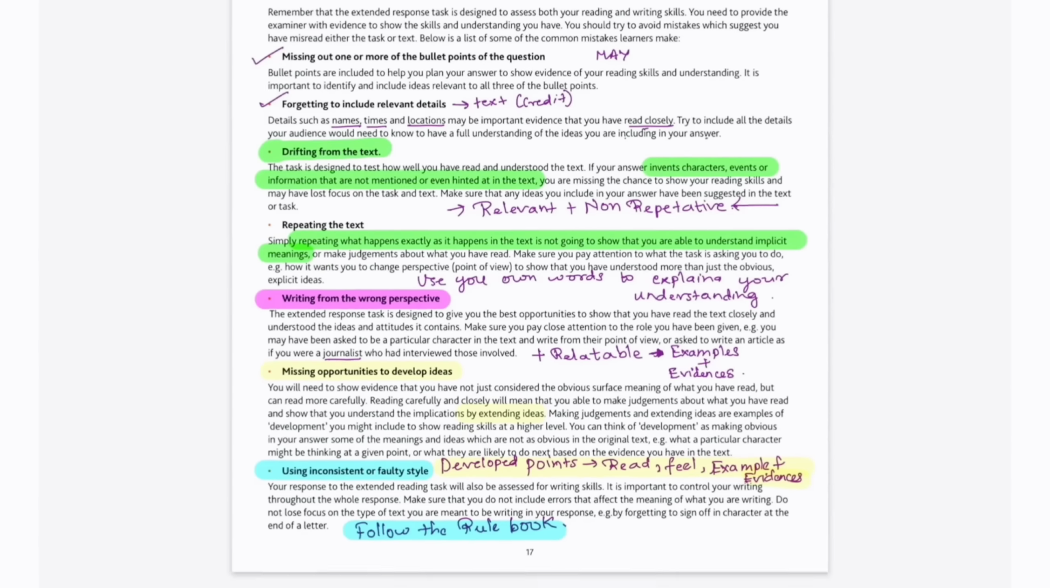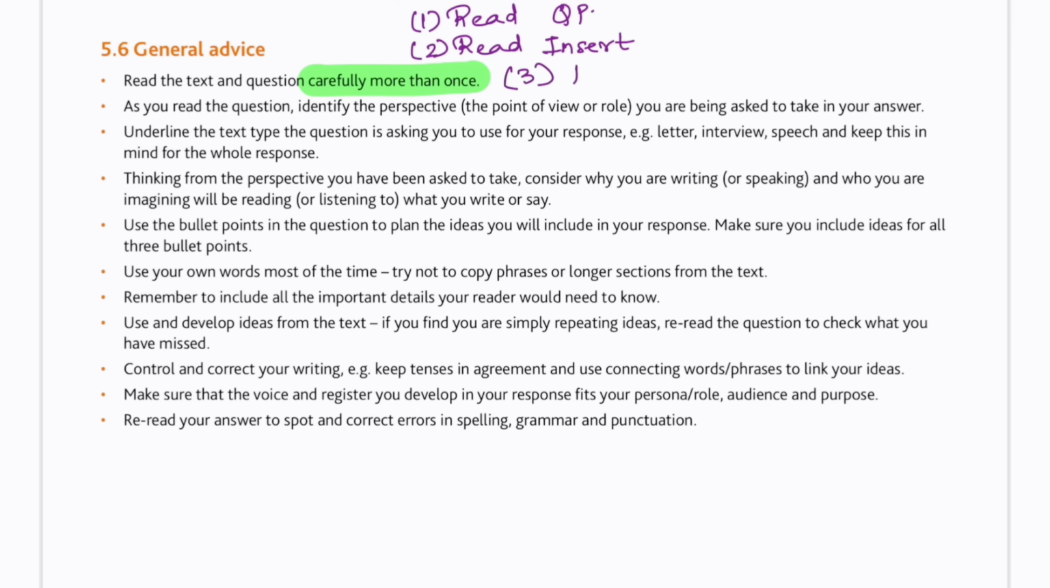Now let's move on to the next part, that is general advice. Now this advice is for your paper 1. Read the text and question carefully more than once. Your first advice, before I even give this advice, is first read the question paper, then read your insert. When you read your insert, highlight important answers or points. Okay? All right. Now the next one.